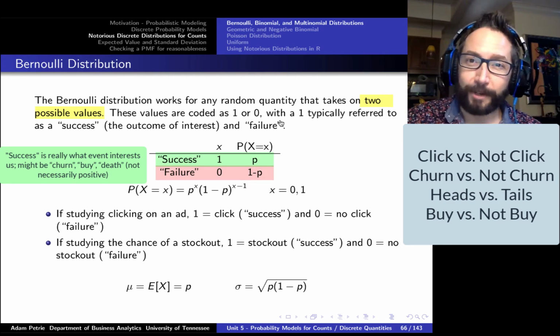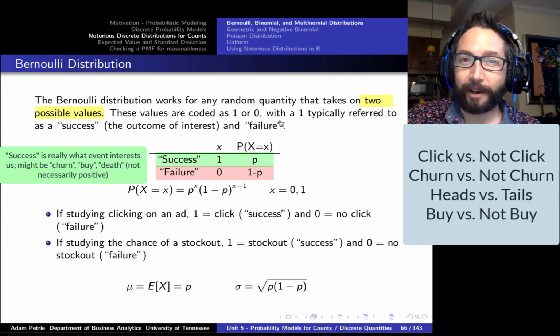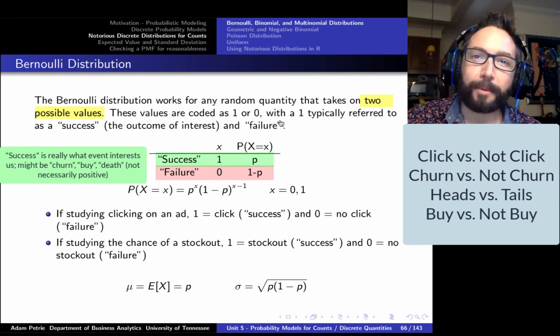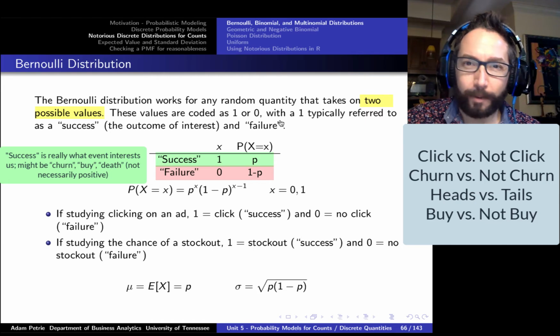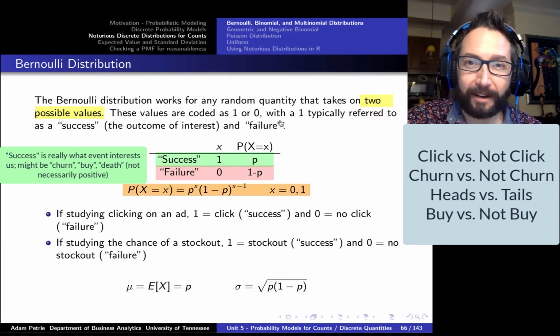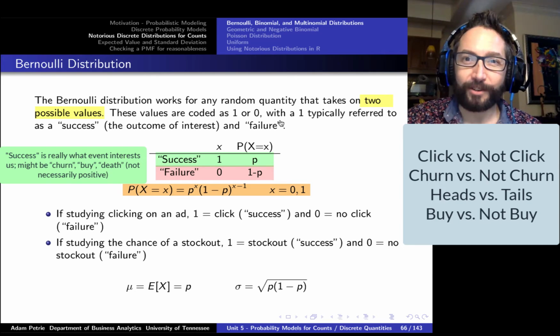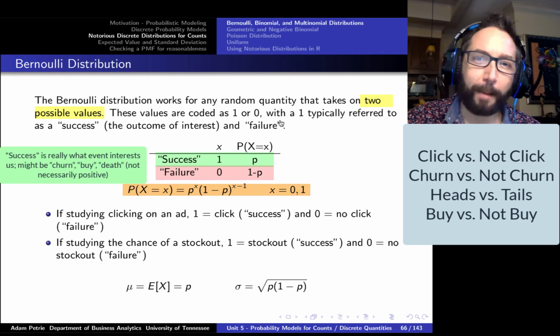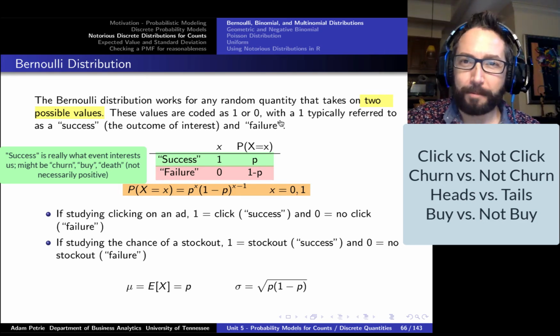The Bernoulli distribution takes the probability of observing a 1 as p and the probability of observing a 0 as 1 minus p. There's a nice equation that sums that up, that we can plug 0 or 1 into to get those p and 1 minus p out. But in essence, the Bernoulli distribution is the simplest of discrete distributions because it just has two possible outcomes, one with probability p and the other with probability 1 minus p.